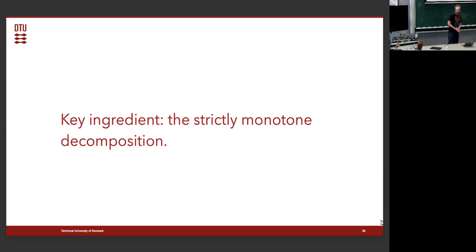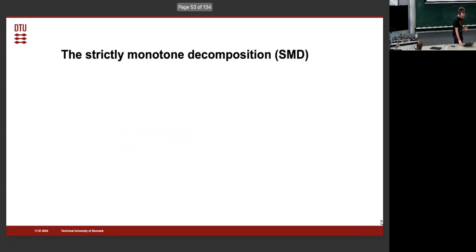Okay, so now after this longish ramp up, let me come to the key ingredient for our construction. The key ingredient to the construction is something called the strictly monotone decomposition of a permutation. So let's have a look at what that is. We have some permutation. Now, for convenience, I'm switching to capital N instead of 2 to the n, and forget about the fact that it's a power of 2, because it doesn't matter for this discussion.